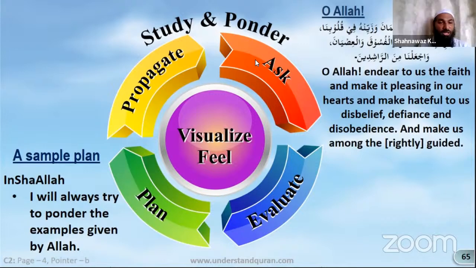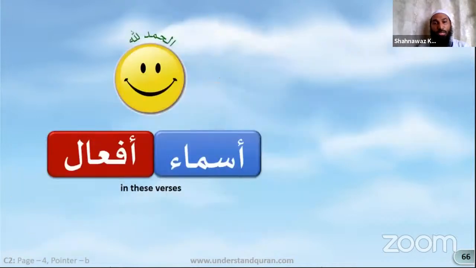So a sample plan, inshallah: I will try to ponder over the examples given by Allah. Believe me, there are so many examples. We have seen the example of the rain, the example of the fire, and what Allah Ta'ala wanted us to take from those examples, or we are just reading the translation and going ahead and not taking heed from those examples. So may Allah Ta'ala make us from those who get what Allah Ta'ala wants from those ayat.